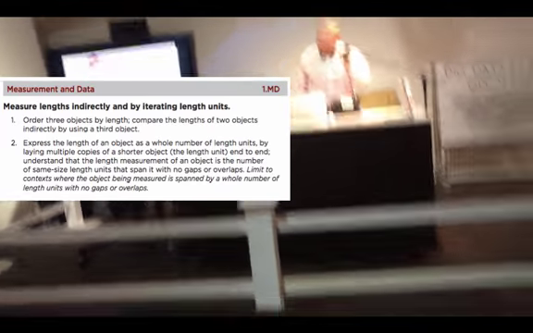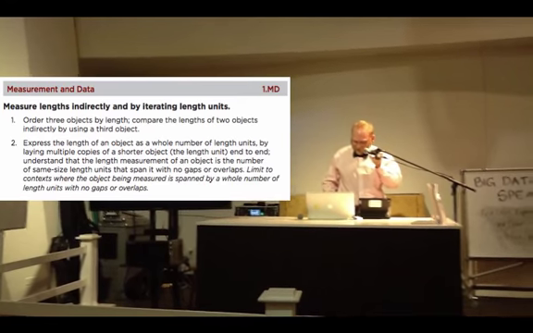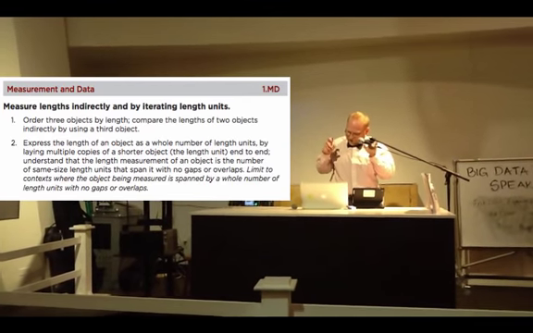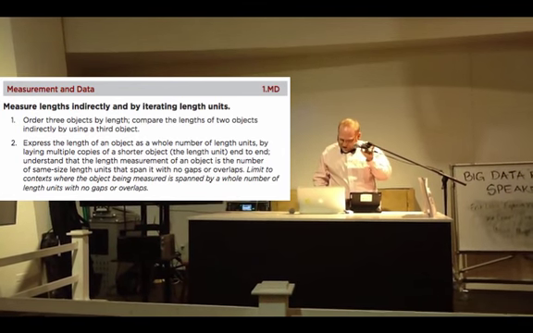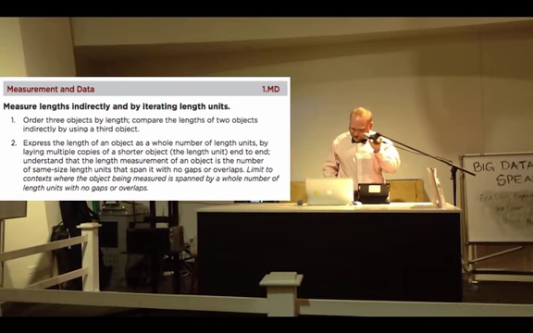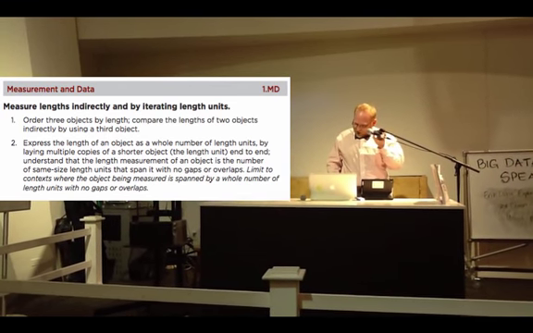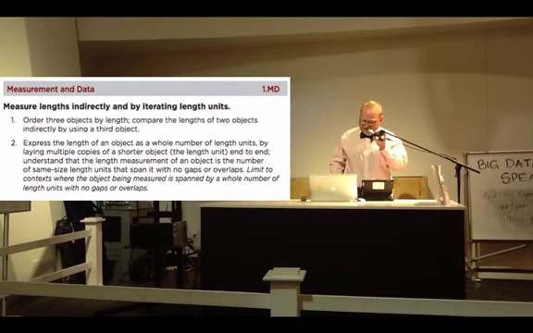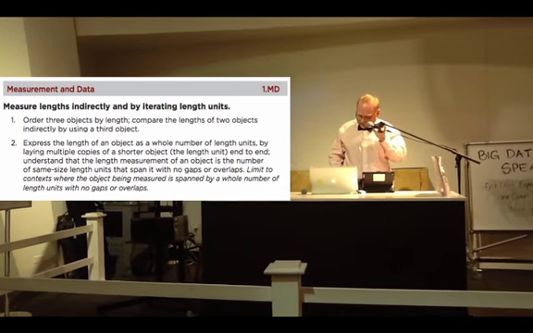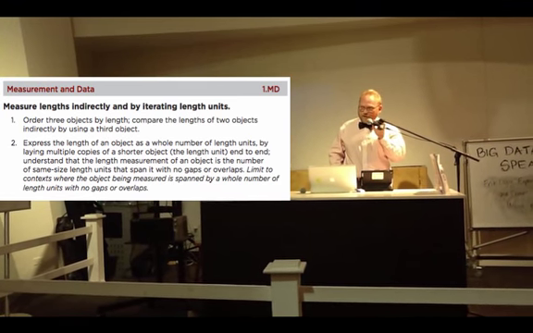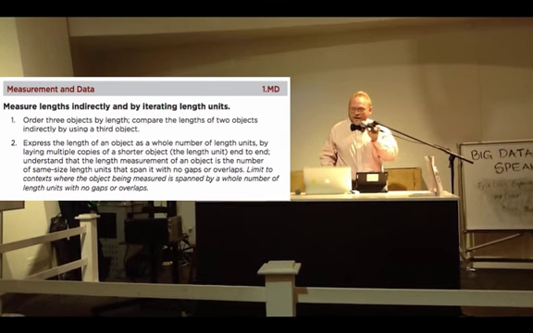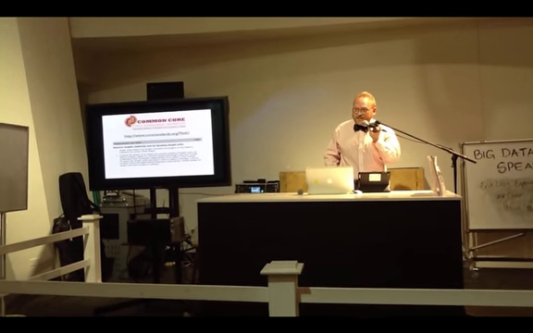Express the length of an object as a whole number of length units by laying multiple copies of a shorter object, the length unit, end to end, to understand that the length measurement of an object is the number of the same size length units that span it with no gaps or overlaps. Limit to context where the object being measured is spanned by a whole number of length units with no gaps or overlaps.